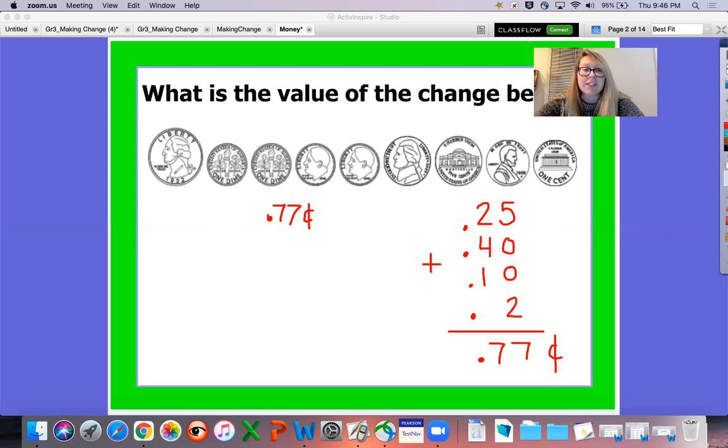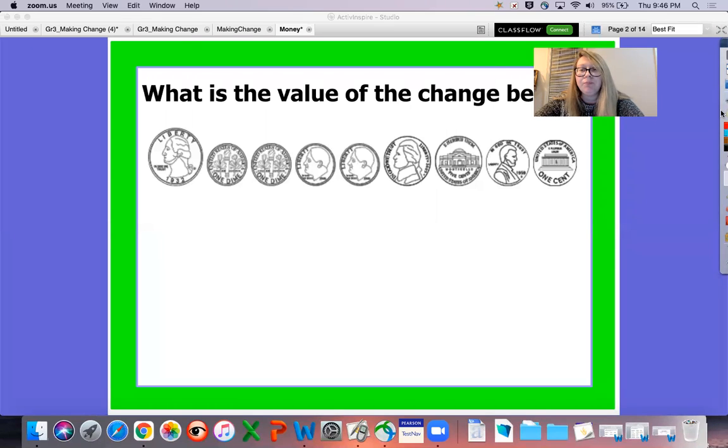All right. If skip counting is challenging for you, you should use the equation method. As you get stronger with money, the skip counting method will become easier. All right. Now let's have you try one, okay?